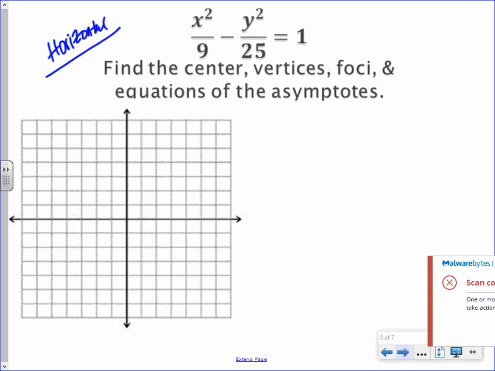Okay, I could be annoying and put negative y squared over 25 plus x squared over 9. That'd be kind of mean. But we put the positive one first, and the x squared is the positive one. Therefore, it's horizontal. It doesn't matter that it has the smaller denominator. The center: this is why this is a nice, simple example. We have no h and k, so our center is at 0, 0.